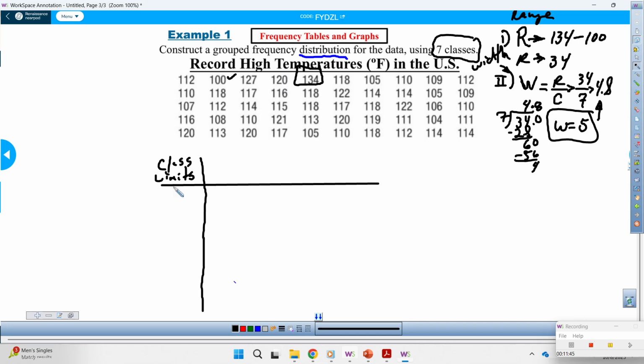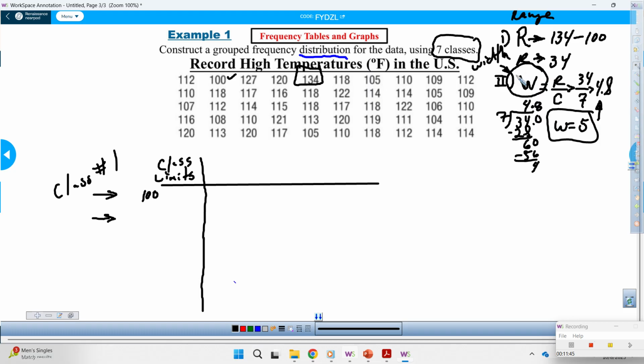Here it goes, just to make sure we got it. The first row is called what? Class limits. Where do I start? Well, we always start with the smallest value. What's my smallest value? 100. So this is class number 1. But I need to go to the next class before I go to the upper limit. This is the lower limit. So watch. When we go from class to class, that's what we call what? The width.